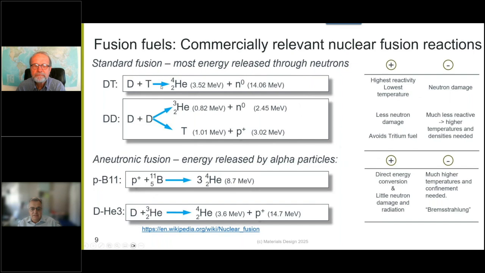In that case, most of the energy of the reaction is released in the form of a very high energy neutron, which basically needs to be slowed down in order to extract that energy. And you can, for example, use lithium blankets and the like to achieve that, and basically disperse the energy in a way that can then be used to produce heat in the form of steam, for example, or other ways.